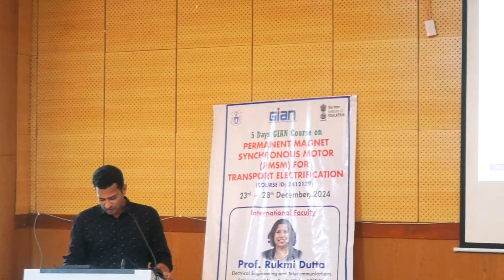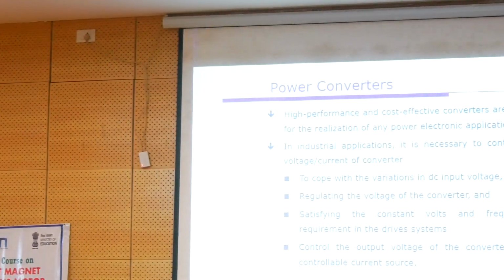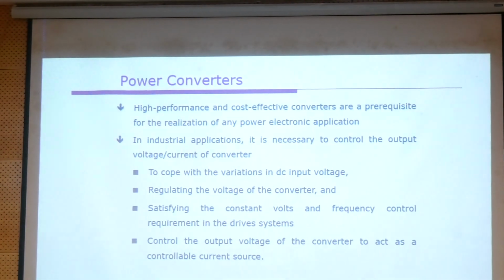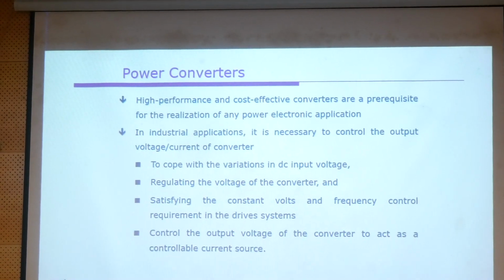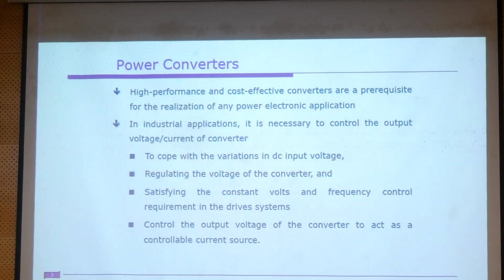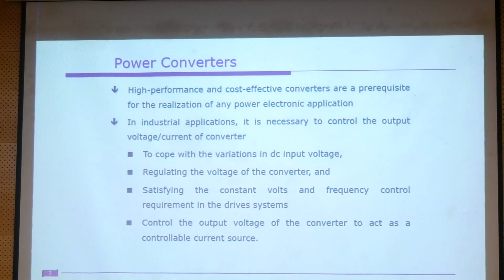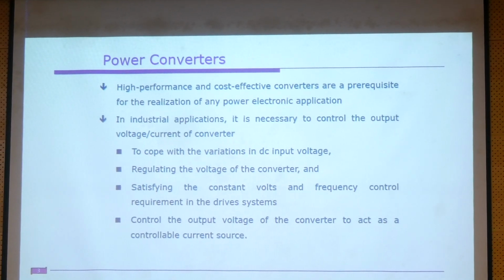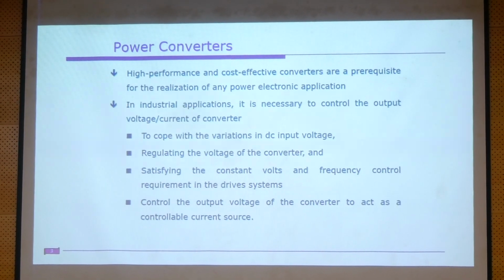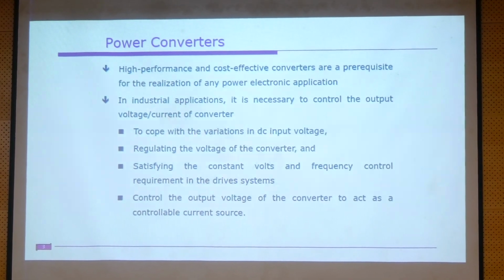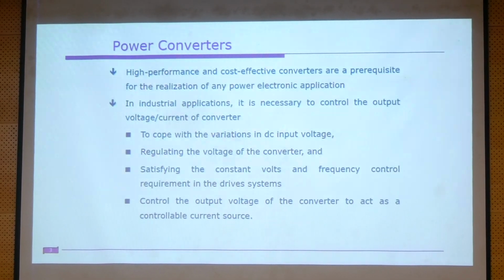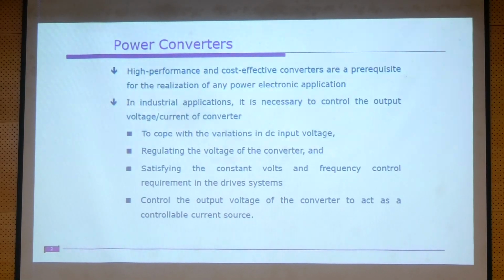So regulating the voltage of the converter, and in motor drive applications, we need to maintain V by F constant so that the air gap flux will be constant and will not drive the motor into saturation. And in applications like grid integration, we need to operate the converter in current control mode, and inject a current which is proportional to the voltage, or to the active and reactive power that is being injected into the grid.